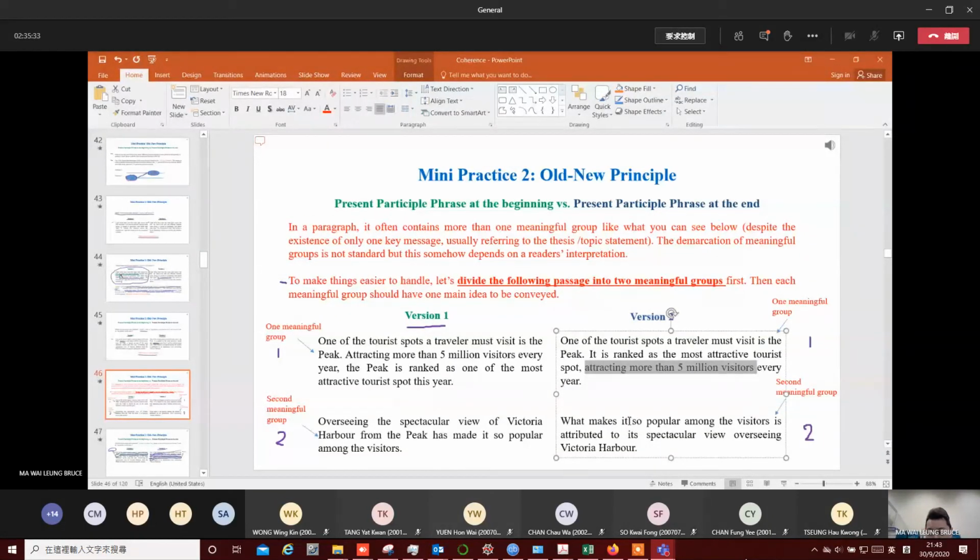And what makes it so popular? This is the old information referring to what is said before. So I'm sorry to say that version 2 is better in that sense. I hope that you understand what I mean here.